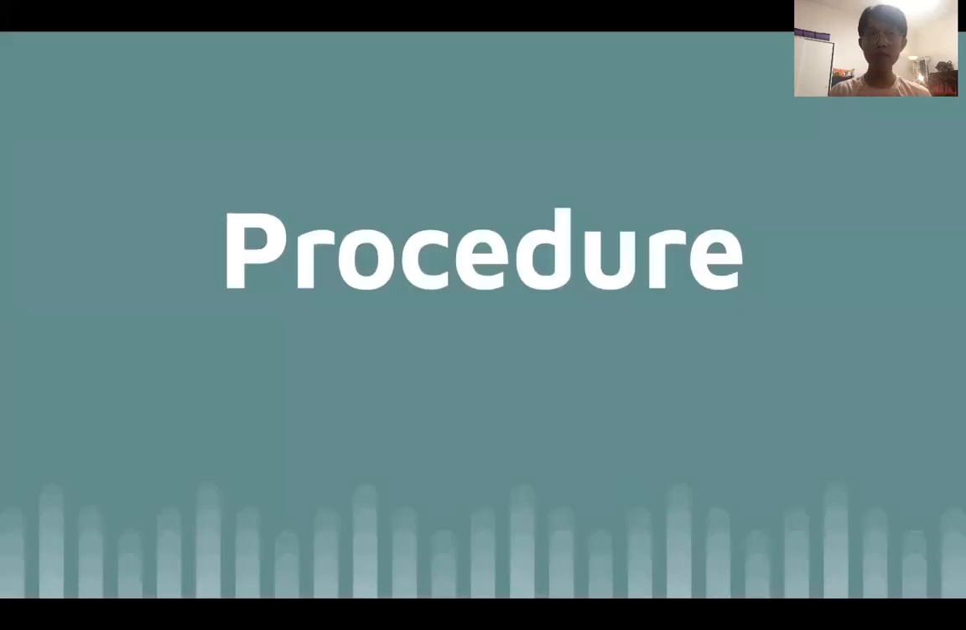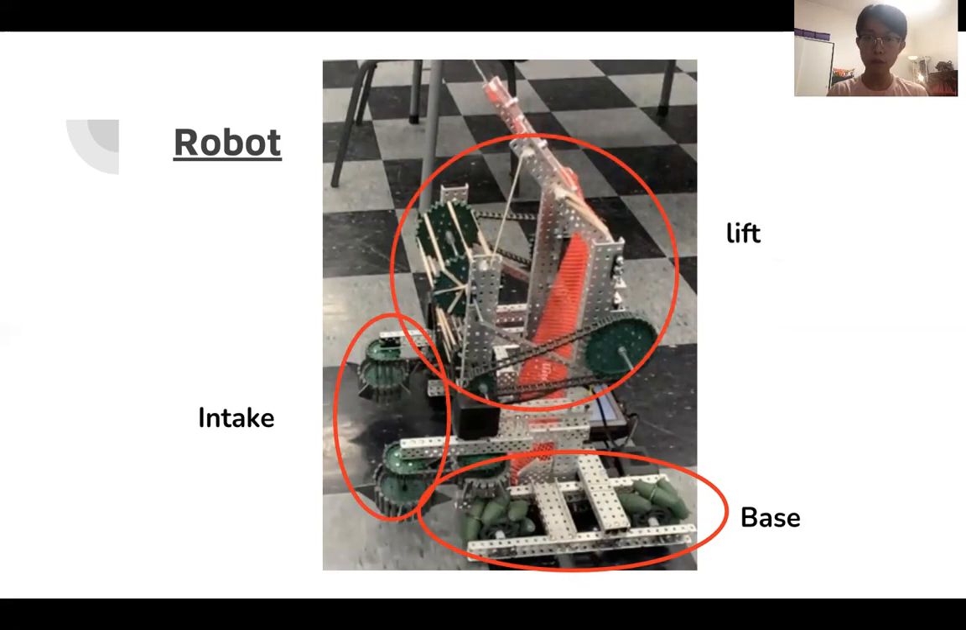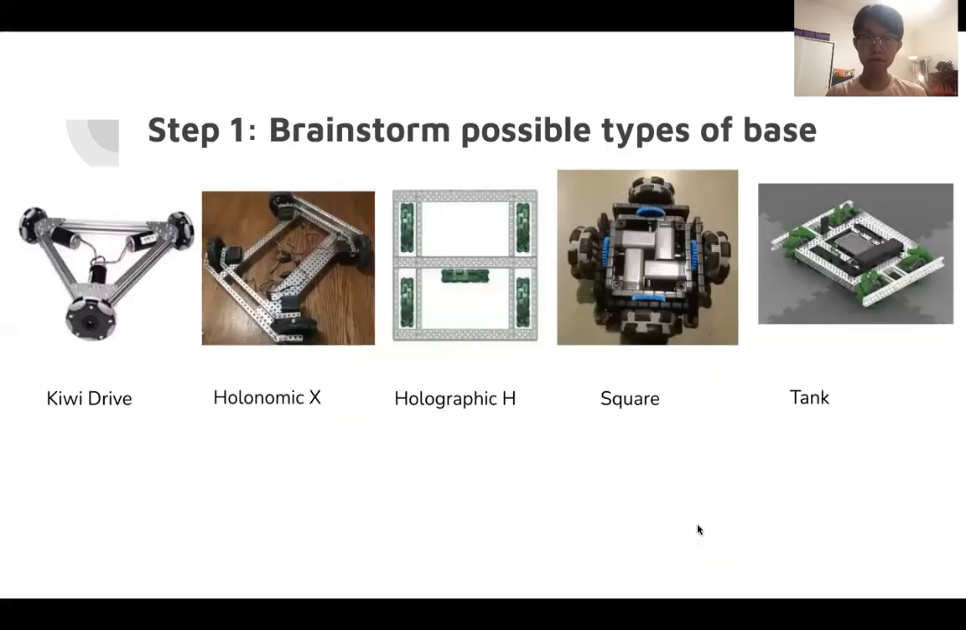Now that I have given the context, let's get on to the procedure for this project. So there are 3 parts to a robot. There is the base, there is the intake, and there is the lift. So these are the 3 main parts to a robot. And the part that I'm going to focus on is the base.